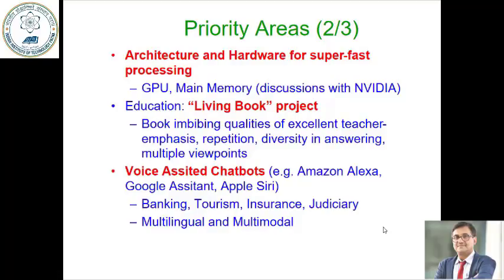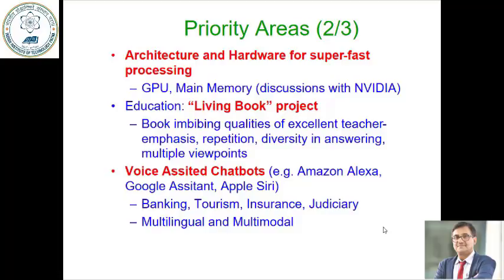Education, in education one can have a living book like scenario. The book, when we read the book also reads us and tells a system whether we are really understanding the material. Is the student bored? Is the student finding it very complex to understand the concepts?